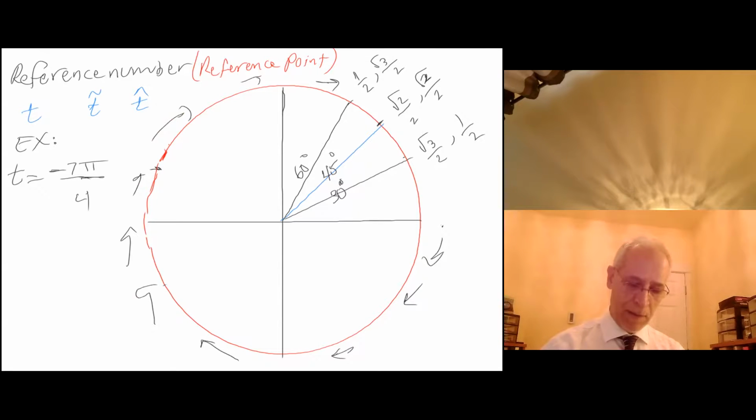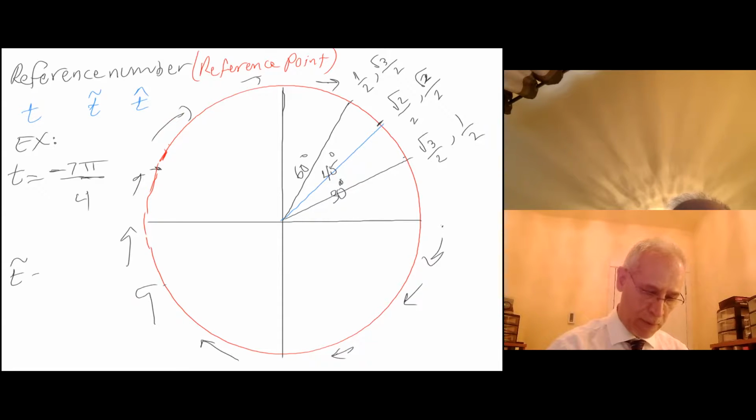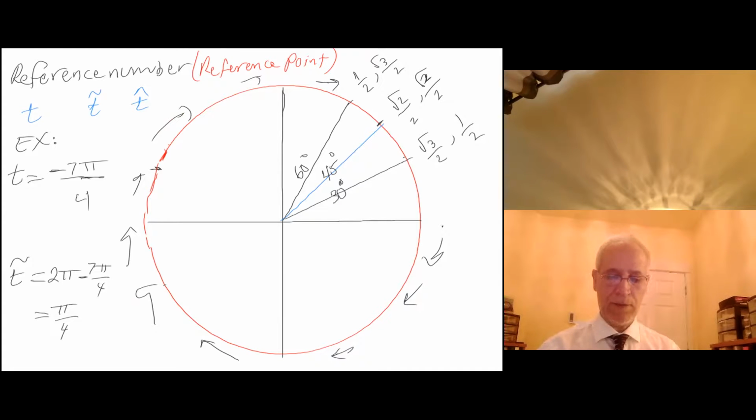So I can say that my t tilde equals 2 pi minus 7 pi over 4, and that equals pi over 4. Since I'm landing in quadrant one, I know that the value of cosine is root 2 over 2, and the value of sine is square root of 2 over 2 as well. So this one wasn't too bad. Let me see if I have one that is like a number. Yes, I do.